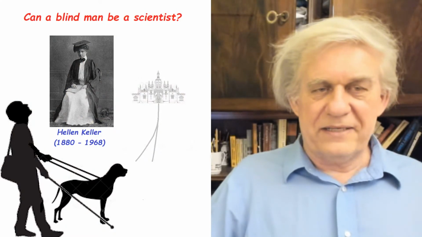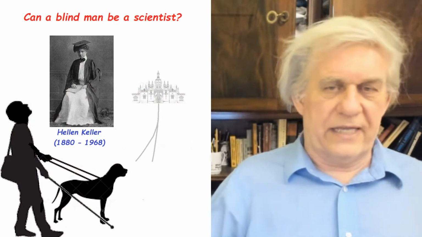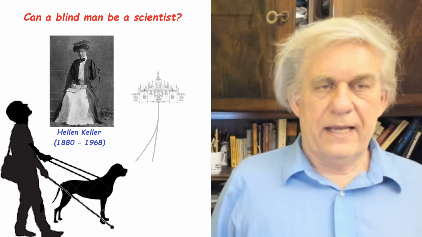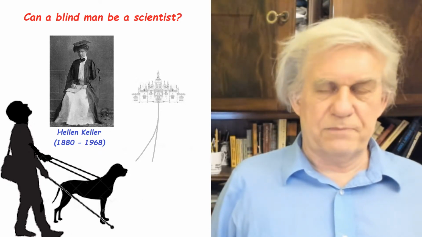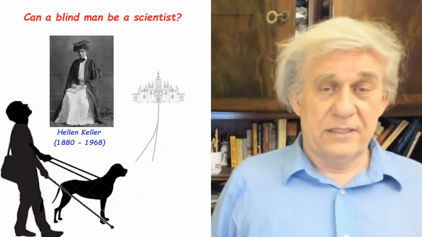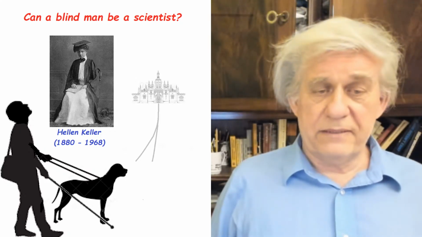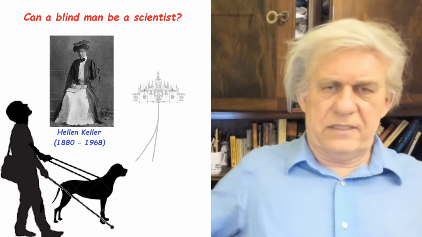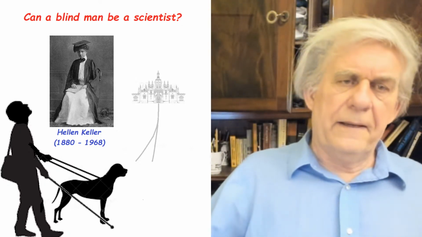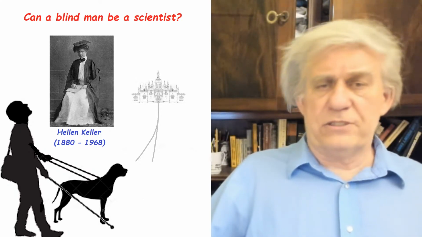Okay. Here's a blind man. Can he be a scientist? That's Helen Keller, and she got her degree in 1904, the first blind and deaf person to get a degree. She got it from Radcliffe University in Massachusetts, that today is part of Harvard, I think. And she got a bachelor's in arts.